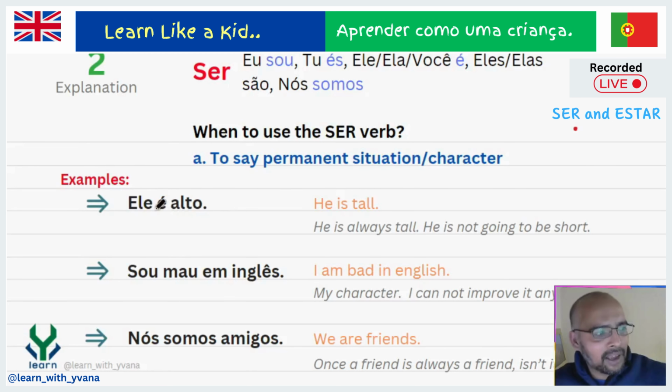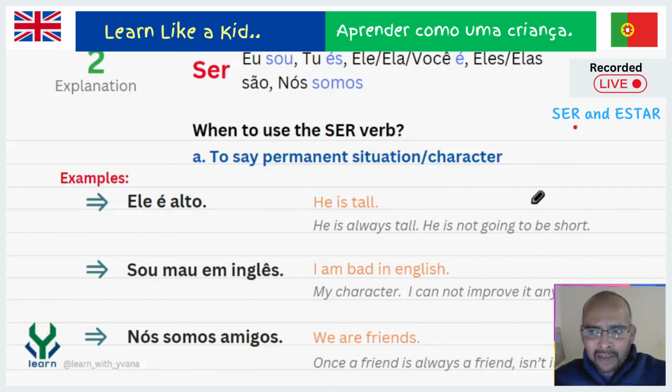If you say "ele é alto", right? "Ele é alto." Alto means tall. He is tall. I will explain, don't worry. Okay, this is just the first stage. I will show you the examples and I will try to make some errors here and say what they mean, and it will help you know why we shouldn't make these errors. Okay, so here, one example.